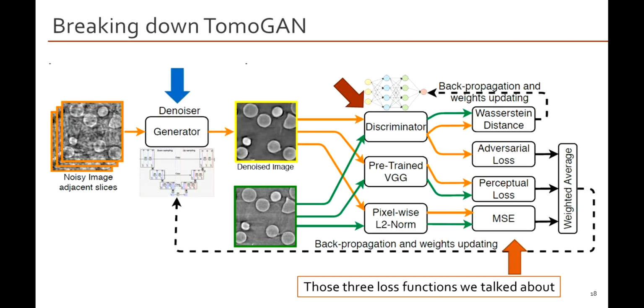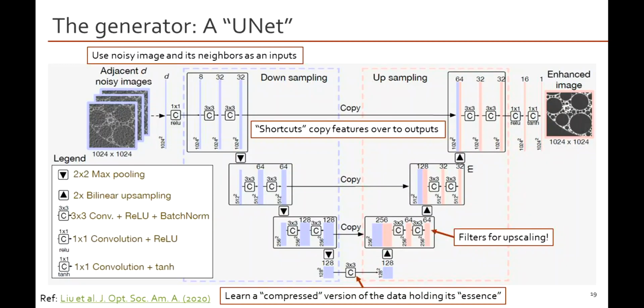The way this works for tomography is that my generator function takes in a noisy image and some adjacent slices in 3D and uses that to produce the denoised image using a so-called UNet network. Then I have a discriminator that's just a simple CNN that predicts whether an image is real or fake. Now that UNet that I mentioned is a convolutional network that has a couple special features to it.